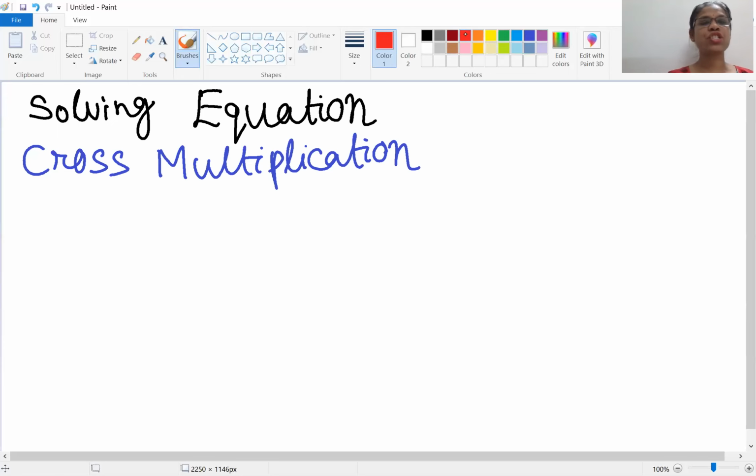Moving further to the next topic, we are going to learn cross multiplication. Okay, so what is understood? What's the meaning of this cross multiplication? I'm writing here an equation.